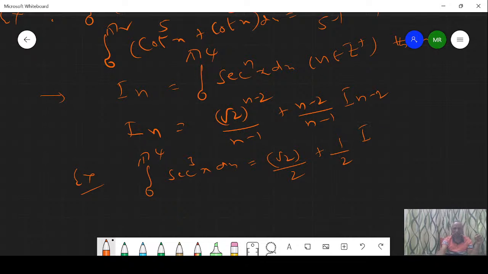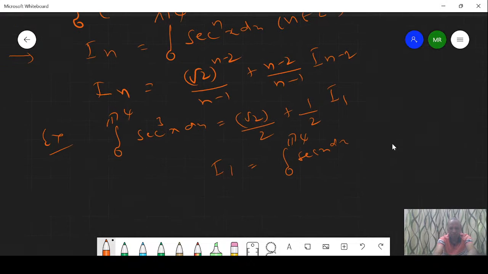So what comes now? Because n is 3, n minus 2 gives I_1. You should find I_1. What is the integral of secant x dx? If you put 1 in the formula, 1 minus 2 by 1 minus 1 gives 0 in the denominator, so I can't consider that. But we know what I_1 is: I_1 means the integral from 0 to pi by 4 of secant x dx. You can find this value.